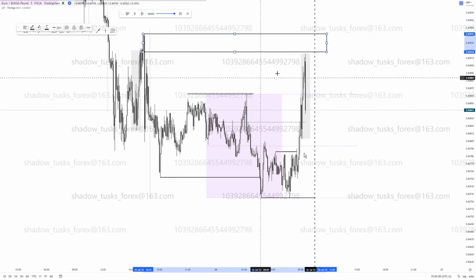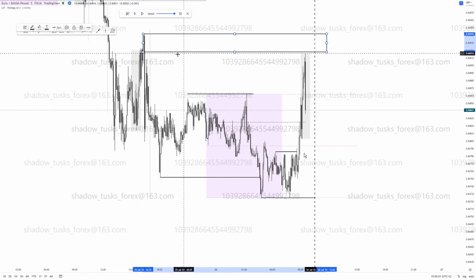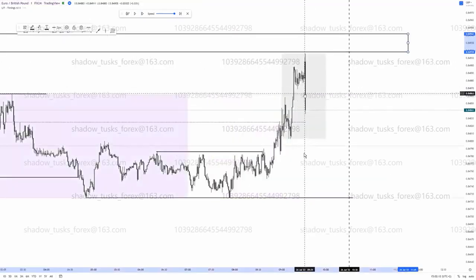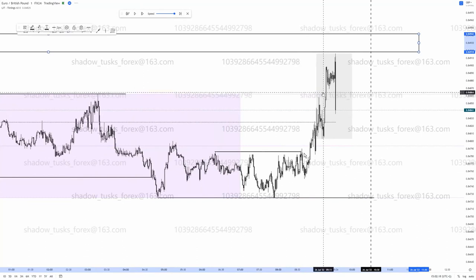Okay, so we filled most of the imbalance. We didn't mitigate the POI. Not the end of the world. Now, let's look here. So let's dive down. We've had our BOS. We had our false reaction too.